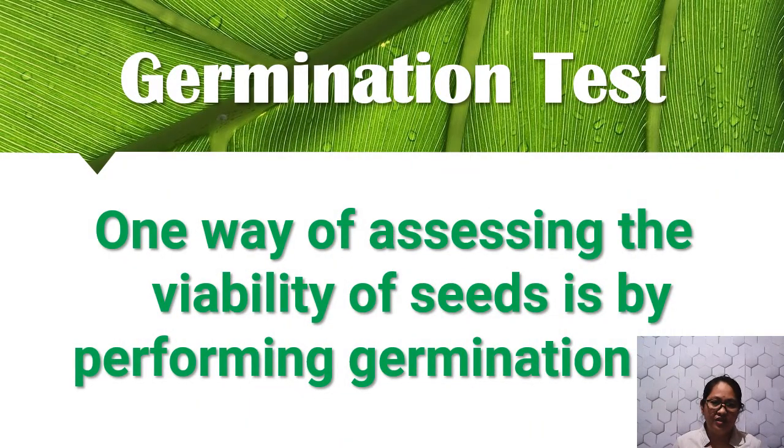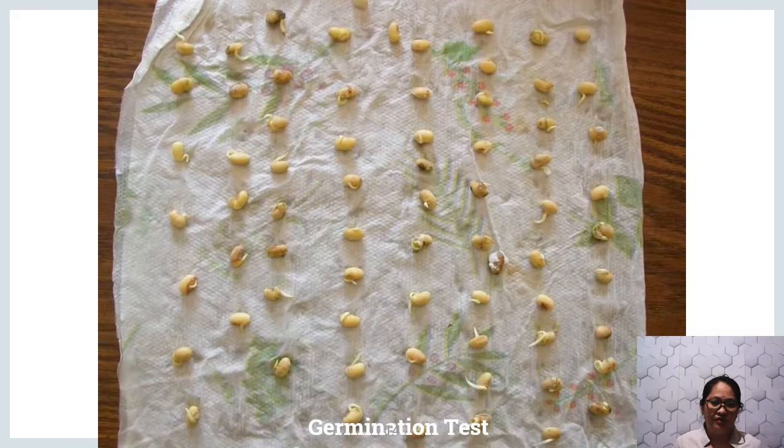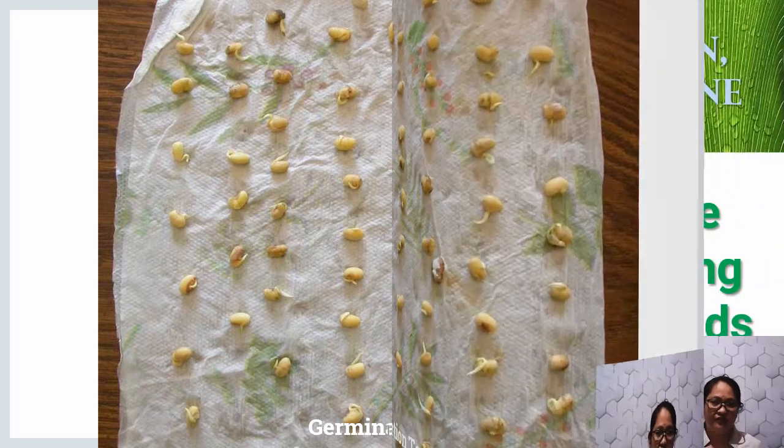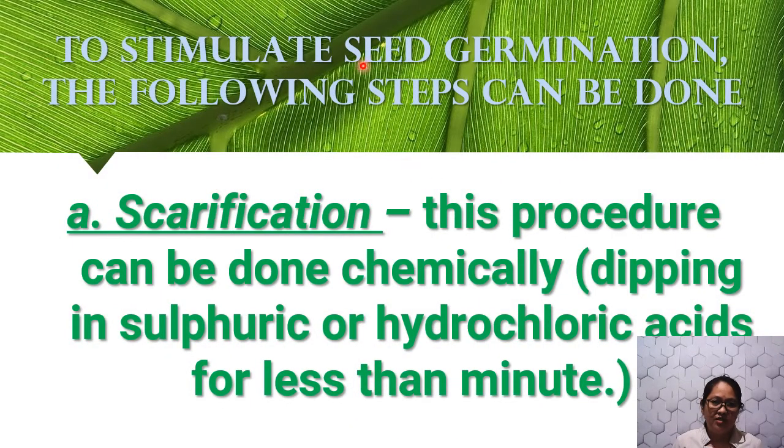Now let's move on to the germination test. One way of assessing the viability of seeds is by performing germination tests. As you can see in the illustration, this is an example of a germination test. To stimulate seed germination, the following steps can be done. Letter A, scarification. This procedure can be done chemically by dipping in sulfuric or hydrochloric acids for less than a minute.